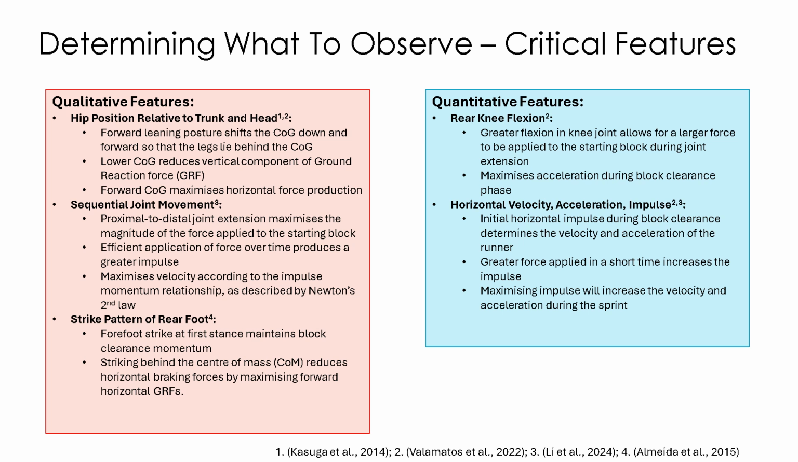Striking the ground with the anterior region of the forefoot maximizes the magnitude of the forward horizontal component of the ground reaction force, and the foot strike should occur behind the center of gravity to reduce the horizontal braking forces generated. The degree of flexion in the rear leg knee joint is a major contributing factor to the block phase impulse, as increasing the extension of this joint will allow the runner to exert a stronger force on the starting block. This works to maximize the acceleration during block clearance by enabling the athlete to produce a greater impulse. Finally, the horizontal impulse applied during the block phase directly influences the velocity and acceleration of the runner, and it's a key quantitative measure that must be considered when performing and analyzing the skill.